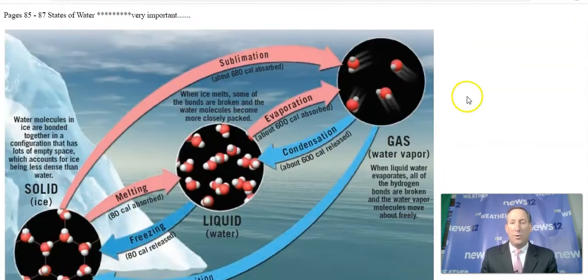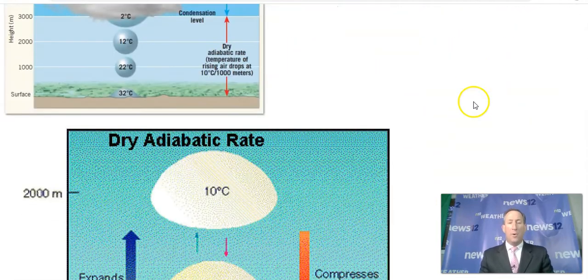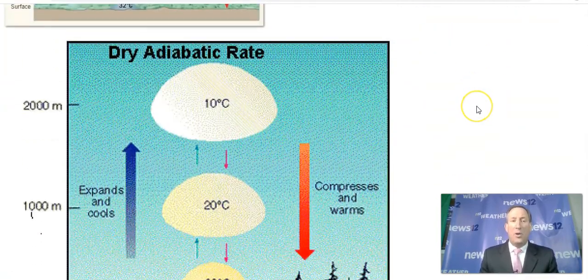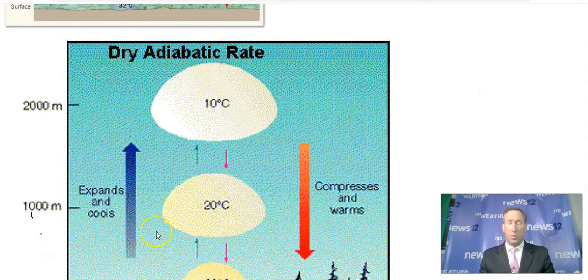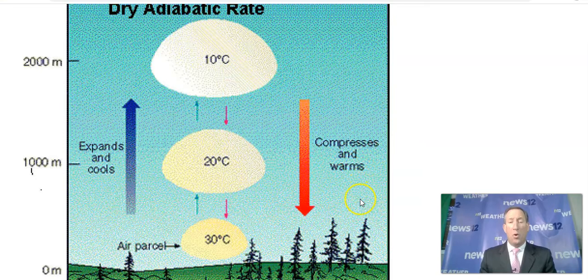So one of the things that we focused on in Chapter 4 about atmospheric stability is, I'm going to scroll down to the bottom of the page here. Don't forget there are other topics there. And we've talked about air rising. Dry adiabatic air rises and cools at a rate of 10 degrees Celsius per 1,000 meters, and it also compresses and warms as it comes back down at 10 degrees Celsius per 1,000 meters.